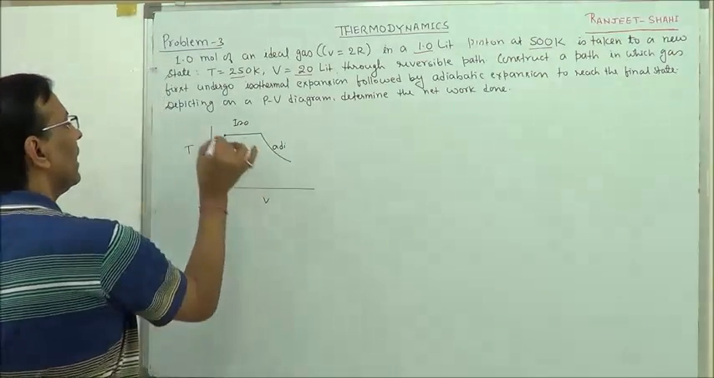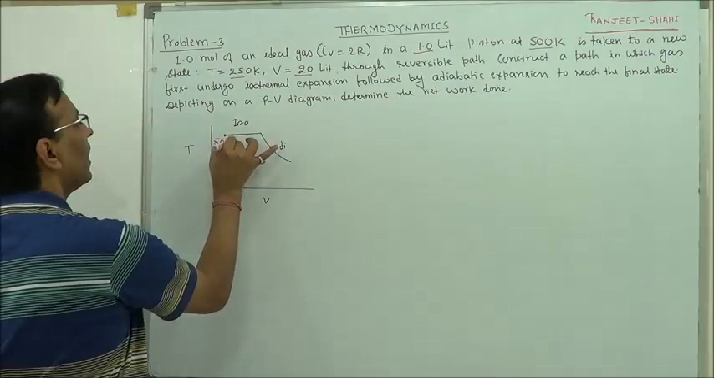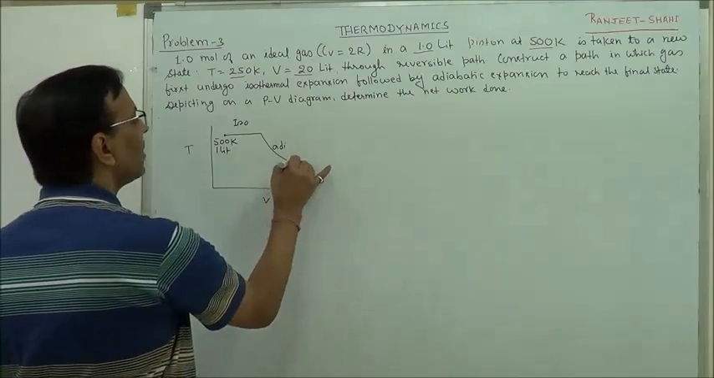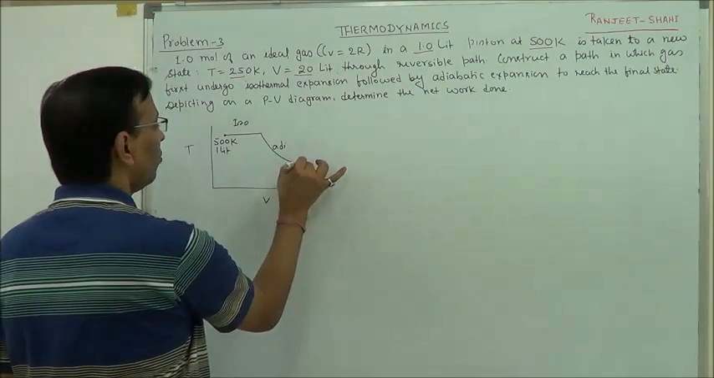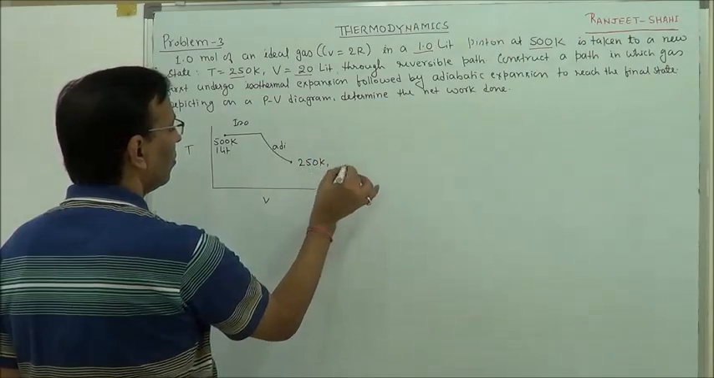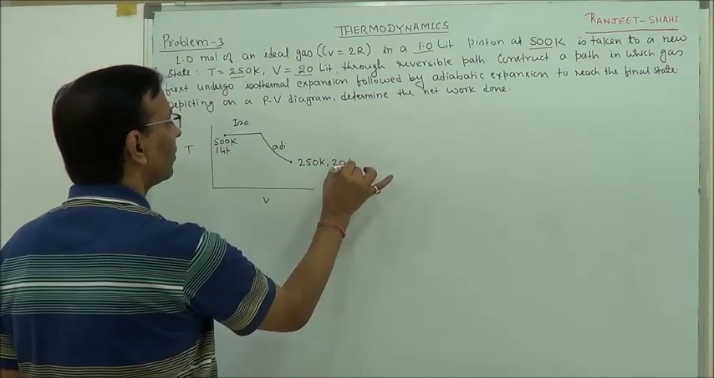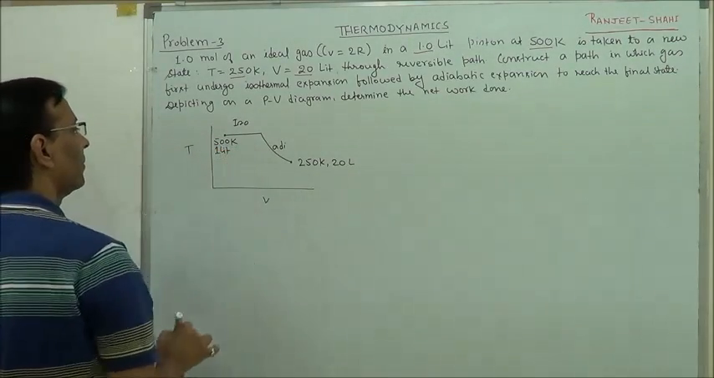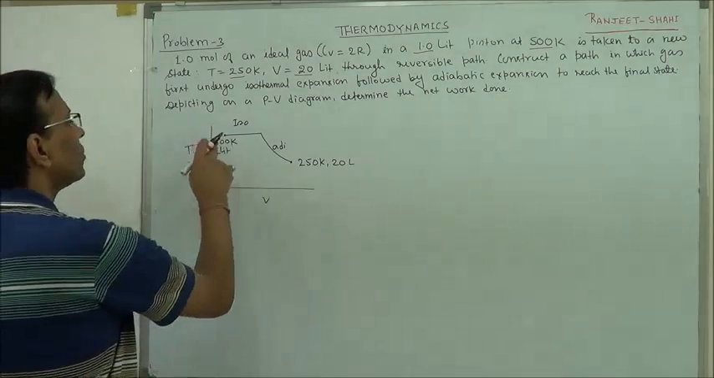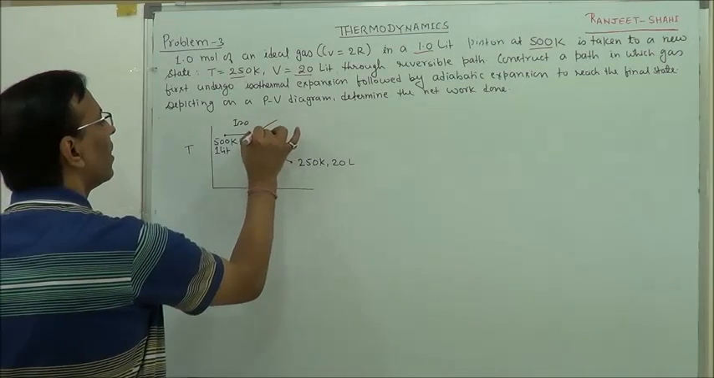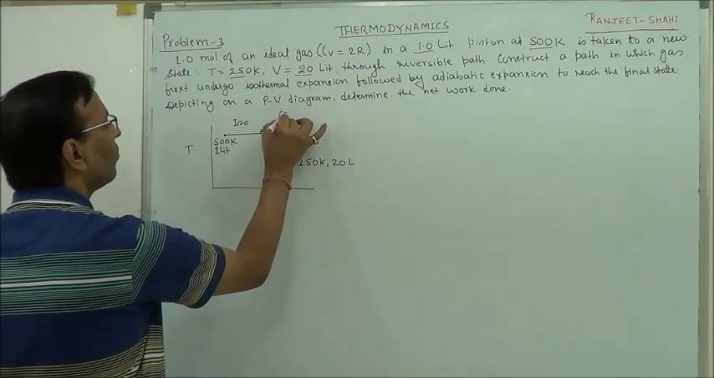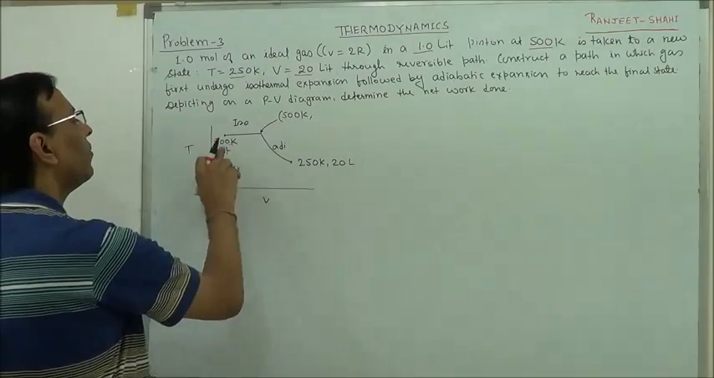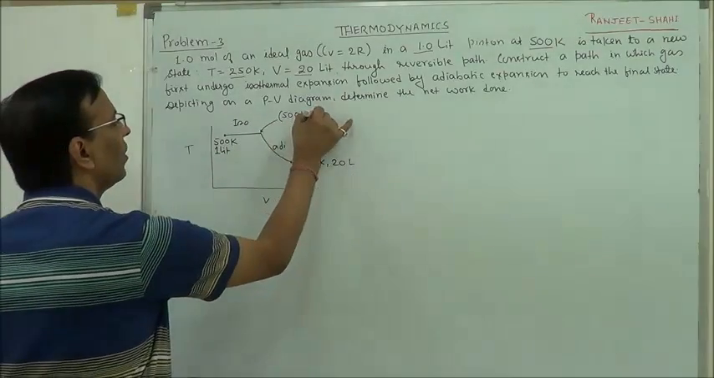Temperature here is 500 Kelvin, volume is 1 liter. Temperature here is 250 Kelvin, volume is 20 liter. Here volume is 1 liter. Since it is isothermal, the temperature here will also be 500 Kelvin. But volume here will be somewhere between 1 and 20 liters, so let that be V.